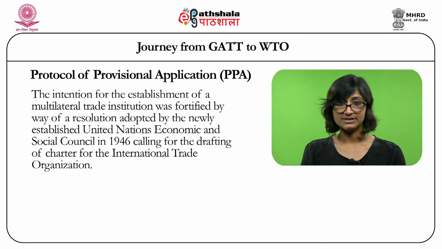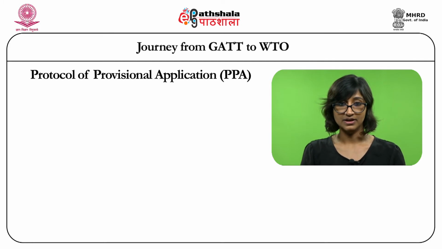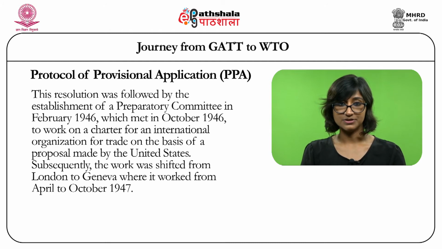The intention for the establishment of a multilateral trade institution was fortified by way of resolution adopted by the newly established United Nations Economic and Social Council in 1946, calling for the drafting of a charter for the International Trade Organization. This resolution was followed by the establishment of a preparatory committee in February 1946, which met in October 1946 to work on a charter for an international organization for trade on the basis of a proposal made by the United States. Subsequently, the work was shifted from London to Geneva, where it worked from April to October 1947.